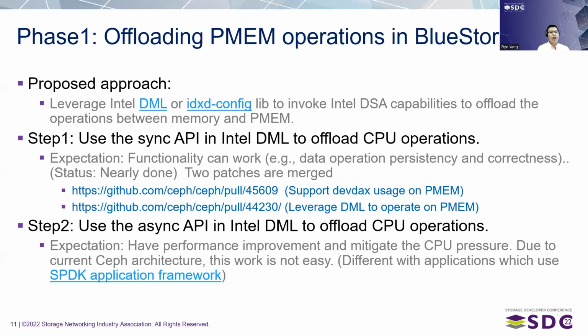The following two patches are already merged, and you can see such code in Ceph's BlueStore. In step two, we would like to use a sync API in DML to offload CPU operations on persistent memory. The expectation is that we should have some performance improvement and mitigate the CPU pressure. But due to the current Ceph architecture, this work may not be easy.